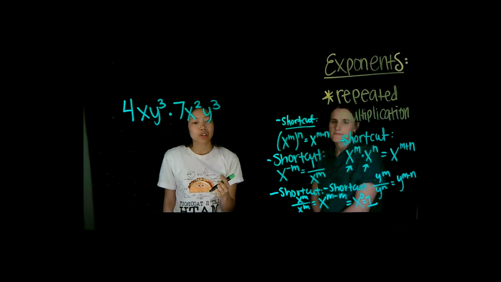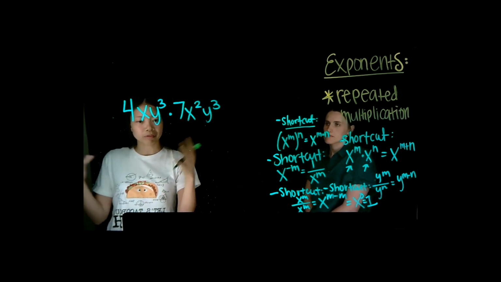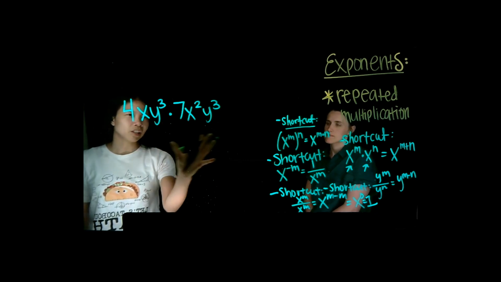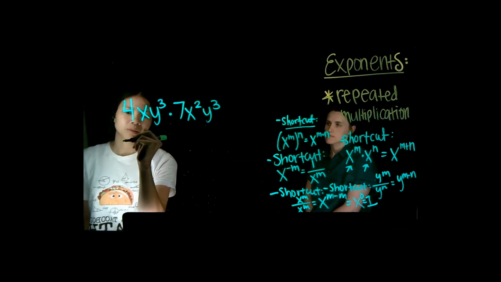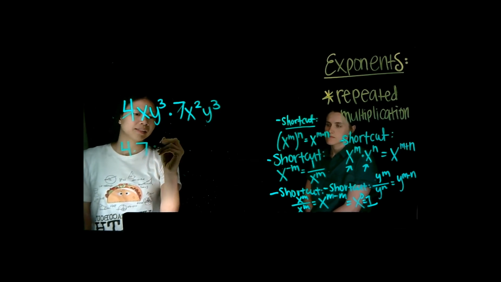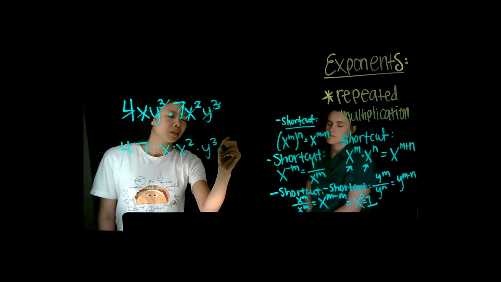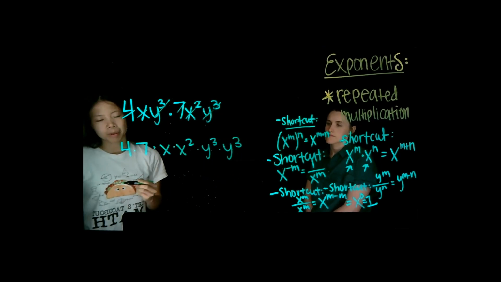All right, now we're just going to show you a few different examples that any of these shortcuts could apply. So we want to simplify this down. Remember, we can rearrange any of our pieces together. So I'm going to keep my numbers together. So I'm going to do 4 times 7. I'm going to keep my x's together, x and x squared, and keep my y's together, y cubed times y cubed. All right, and then from here we can simplify.